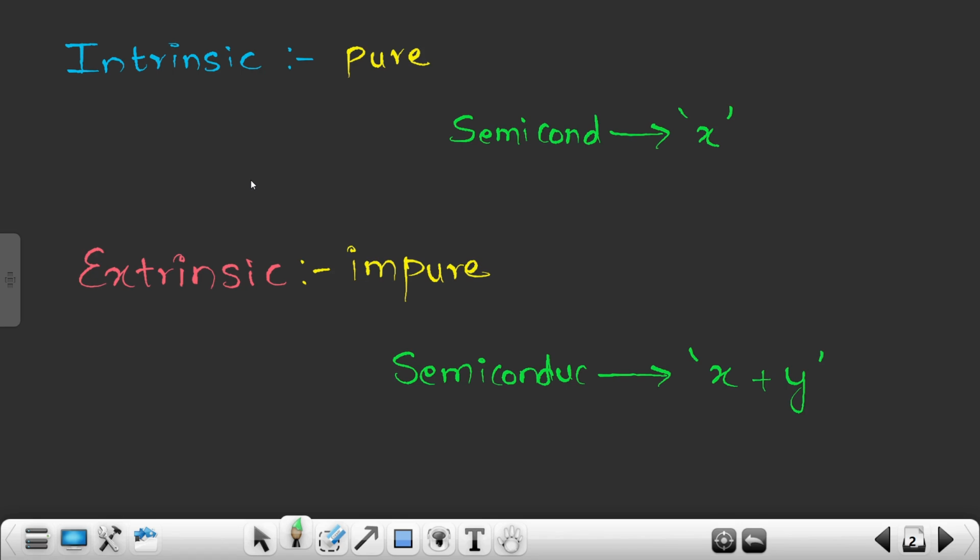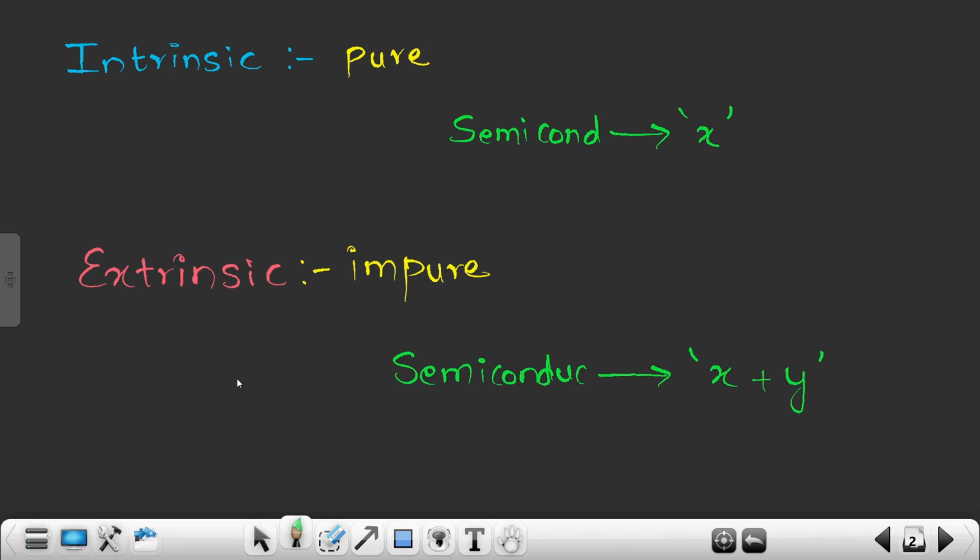You have gold, 1 gram of gold, or maybe 1 kilo, though generally we take it in grams. Let's suppose you have 10 grams of gold, and you add 1 gram of some other metal, or 1 gram of impurity. It's something like that. I hope you are able to understand this.